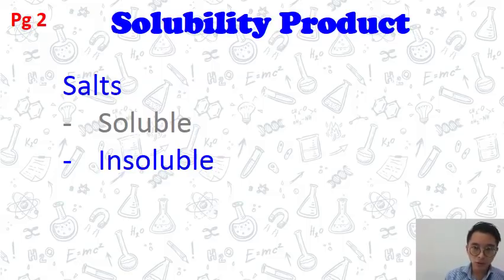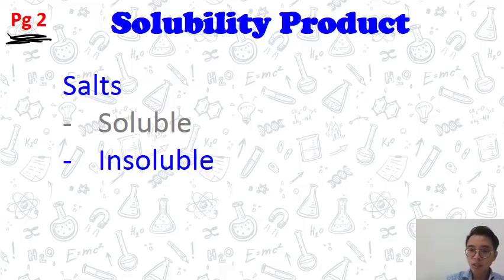Okay, I'll be taking you through Ionic Equilibria Part 2, which is on solubility product. As normal, I'll be switching on the camera so that it's easier for you to follow what I'm saying. At any point in time, if you are lost, you can look at the top left-hand corner. Over here, I will tell you which page I'm on, so you can look there to see which page I'm on if you are lost.